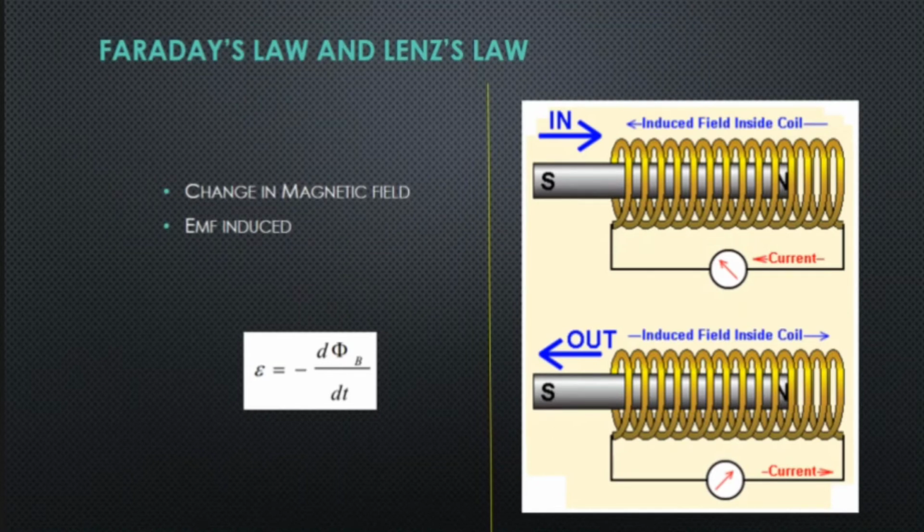The important formula for this law is given here. The EMF, represented by this E, equals minus the change in magnetic flux divided by the change in time. The minus sign here is Lenz's law. Lenz said that the electromotive force will oppose the change in magnetic flux.